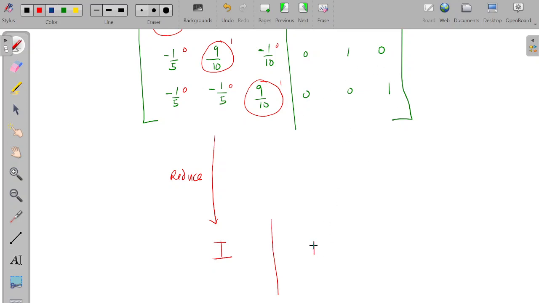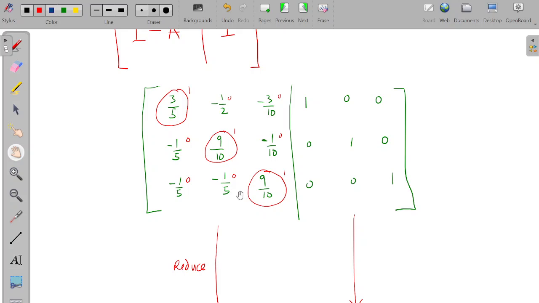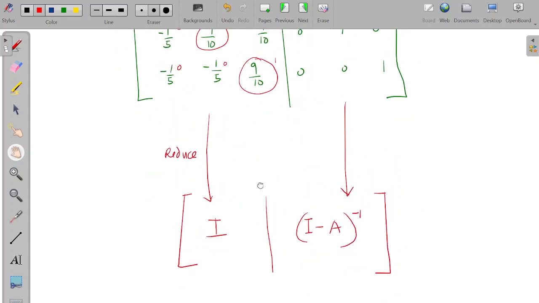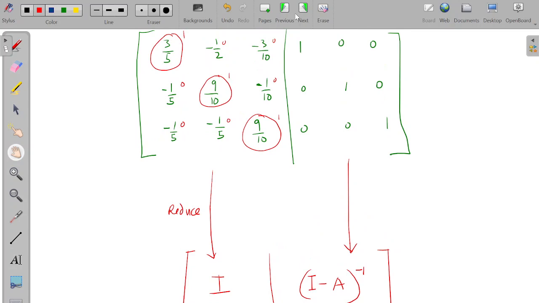whatever I have there will now be my I minus A inverse. So you need to reduce this into an identity. Then whatever you have there is the inverse of this one. So please, if you have not watched the previous video where we reduce that, make sure you watch it. Please make sure that you are able to reduce it.